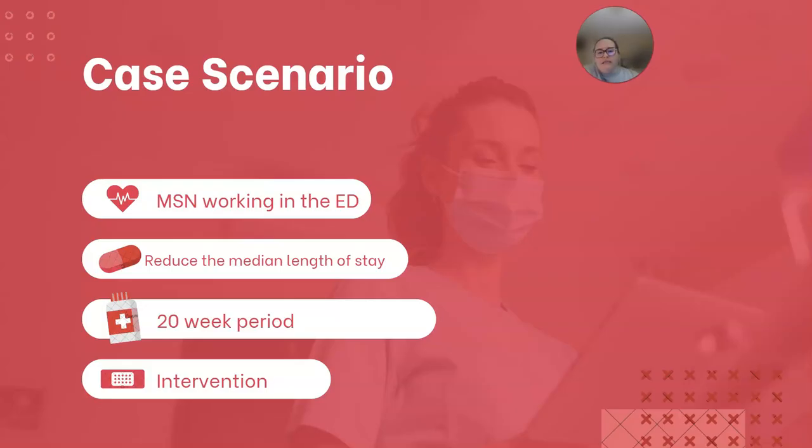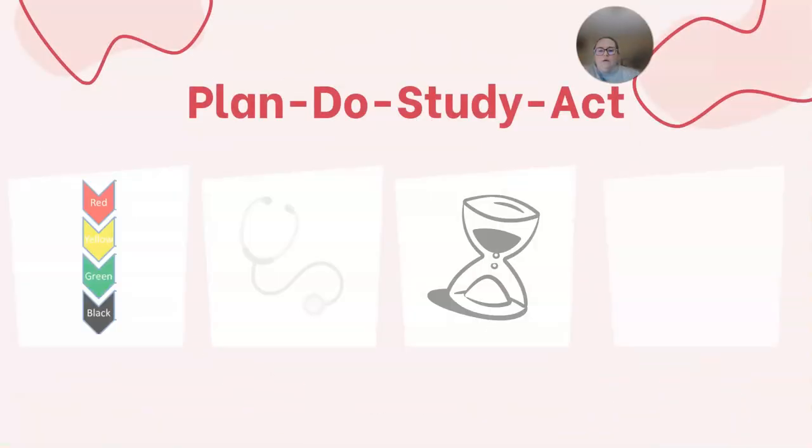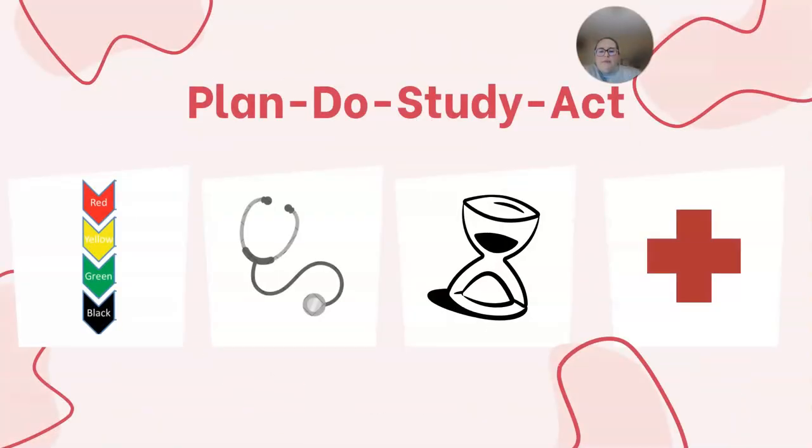After 8 weeks, the ED implemented a fast-track protocol for low acuity patients, diverting them to a separate area with a dedicated provider. My Plan, Do, Study, Act cycle is to reduce the length of stay for low acuity patients by 30 minutes over the next 20 weeks.